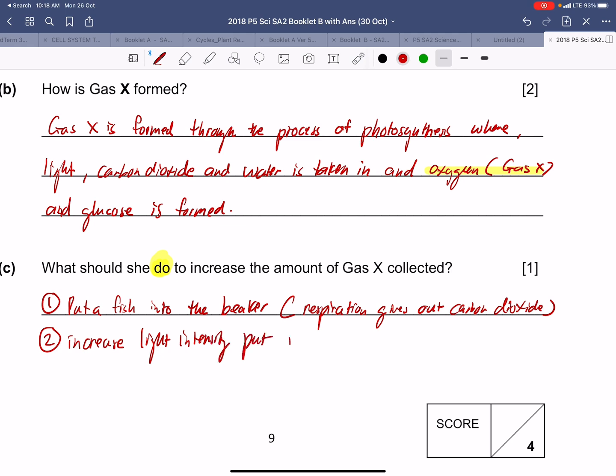by putting an extra lamp, or light, or give it a light source. And that's how you can. But the key thing is always you must tell me how you do it.